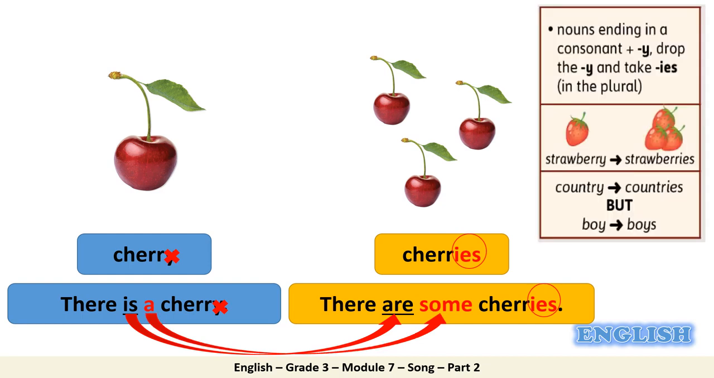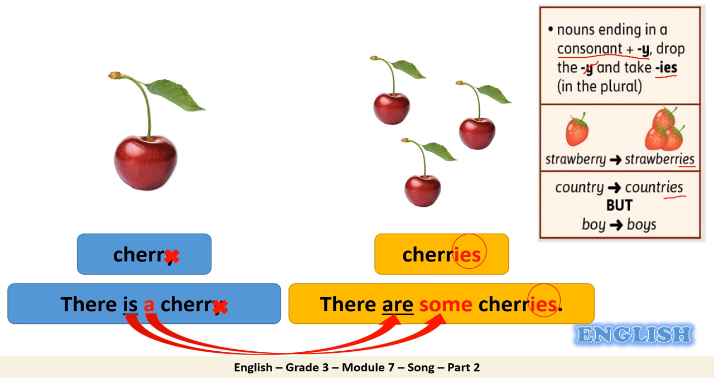So the last plural rule: when we have a noun that ends with a consonant and a Y, we have to remove the Y and add IES. For example, strawberry, strawberries, country, countries.